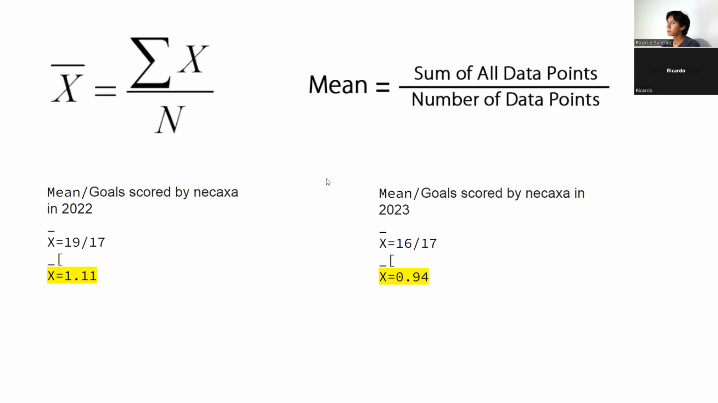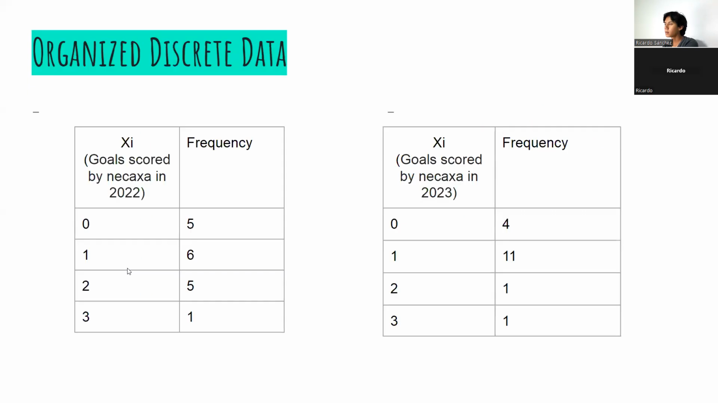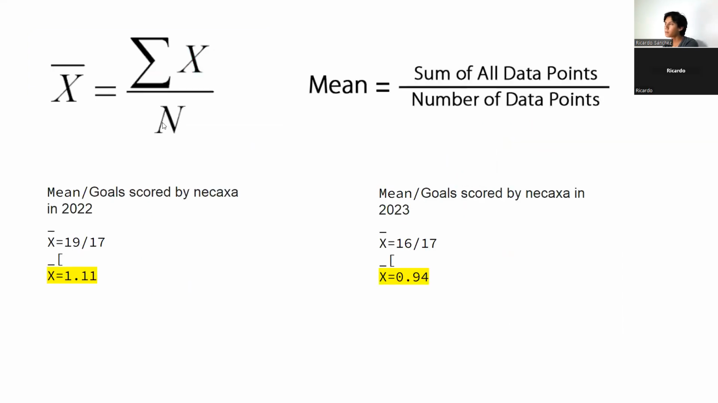Then we need to calculate the mean. The mean is the sum of all data points over the number of data points. To calculate the mean of the first time period, 2022, we need to sum all the data points, and the addition of all of these gives us 19, and the number is 17 because we're only taking into account 17 matches of that year. So it's 19 over 17 equals 1.11.